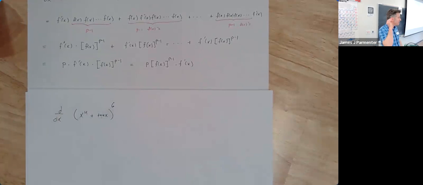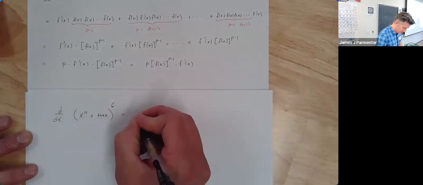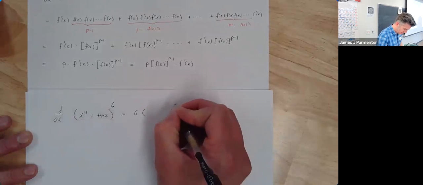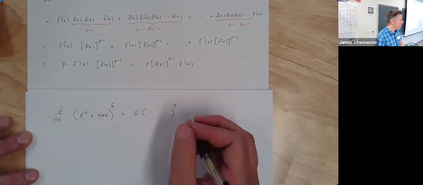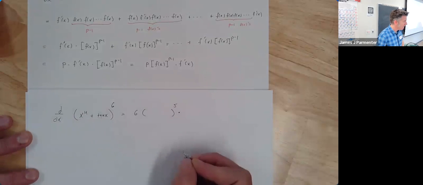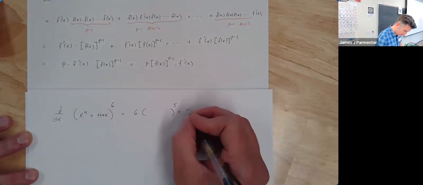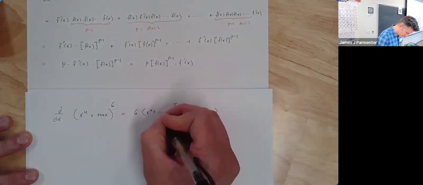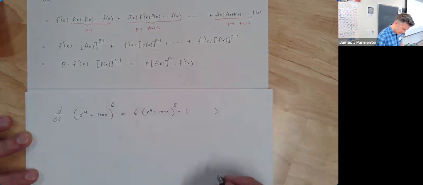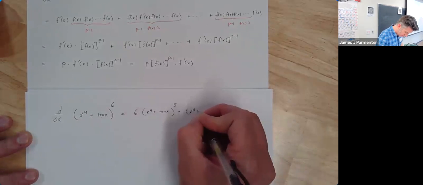So when you're looking at this, what I really want you to think of is you have some stuff raised to the 6th power. And the derivative of some stuff to the 6th power is going to be 6 times that stuff to the 5th power. But I said the magic word stuff, which means I have to multiply by the derivative of the stuff. So I have 6 times x to the 4th plus tangent of x to the 5th times the derivative of x to the 4th plus tangent of x.